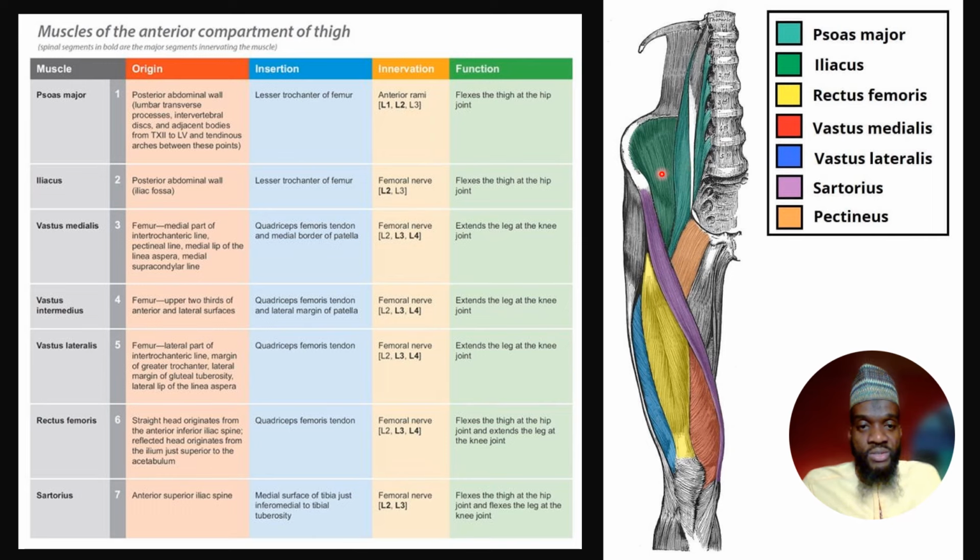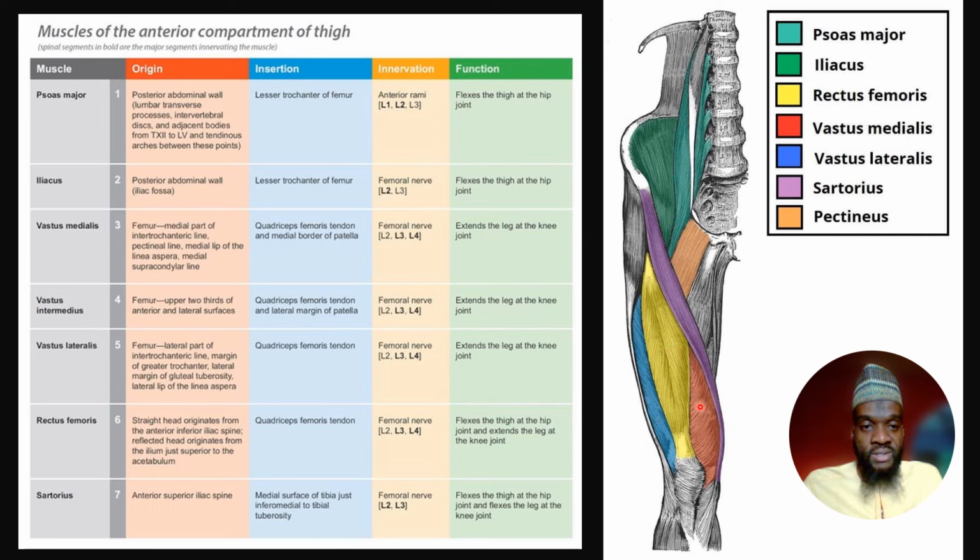Then the iliacus muscle arises from the posterior abdominal wall, particularly the iliac fossa, and it inserts into the lesser trochanter of the femur as well. That's why both of them are considered together. The iliacus is innervated by the femoral nerve, while the psoas major is innervated by the anterior rami of L1 to L3. The iliacus contributes towards the flexion of the thigh at the hip joint as well.